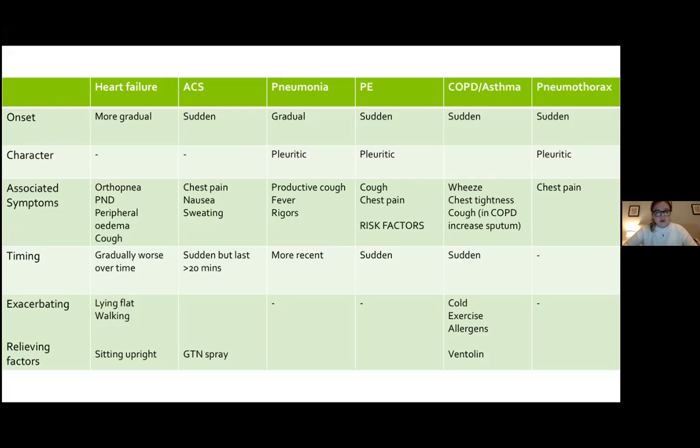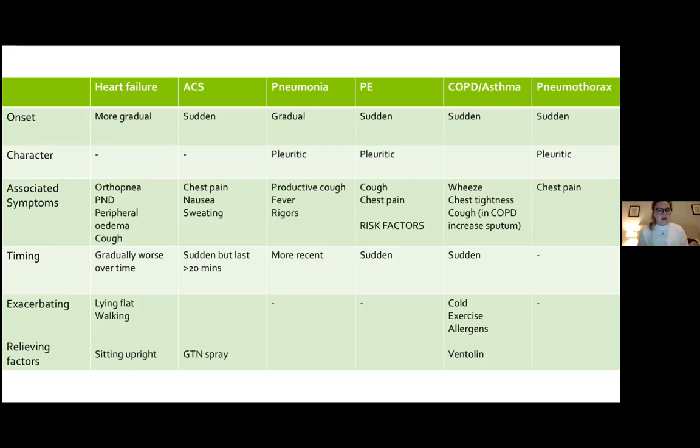I've put pleuritic in character, because I know pleuritic is more of chest pain, but when they take more breaths in, if they're short of breath, do they get pleuritic chest pain as well? That's going to be more your respiratory causes: pneumonia, PE, and a pneumothorax.